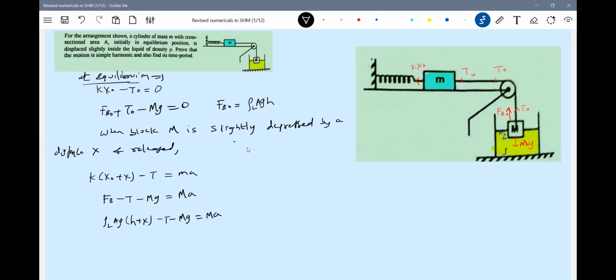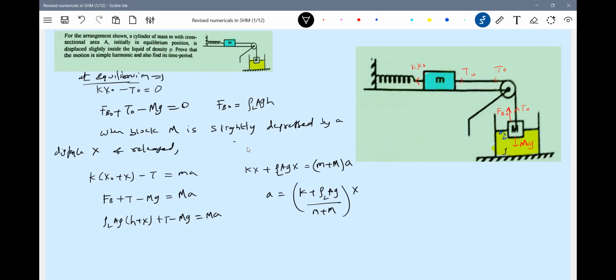I think we can eliminate the initial things. So this will become kx plus rho A g x. It is FB plus T now, sir. FB plus T. Oh, okay, yeah, thank you for the correction. This should be small m plus capital M into a. So this will become rho L A g x equals (small m plus capital M) into a.